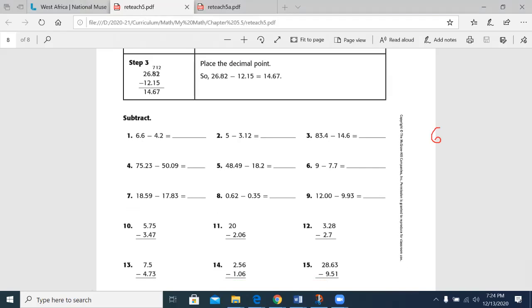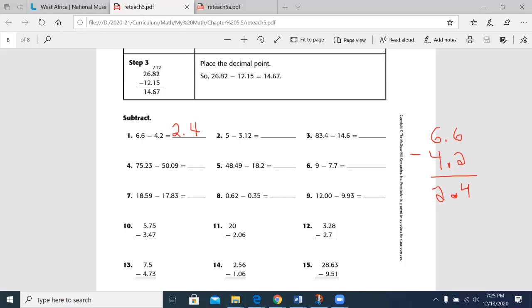6.6 minus 4.2. I write it and I immediately put my decimal point. Now, all I have to do is subtract. 6 minus 2 is 4. 6 minus 4 is 2. So my answer is 2.4, which is also read as 2 and 4/10. And it's read that way because there's a 2 in the ones place and a 4 in the tenths place.